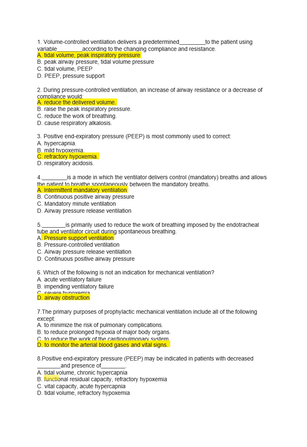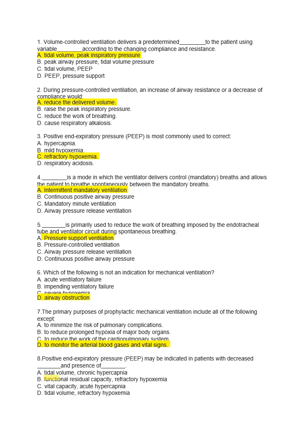Coming to the third question, PEEP is most commonly used to correct. So the options are hypercapnia, mild hypoxemia, refractory hypoxemia, and respiratory acidosis. So the answer is refractory hypoxemia. So PEEP is mostly used in the management of hypoxia, and it is of most use in the management of refractory hypoxemia.